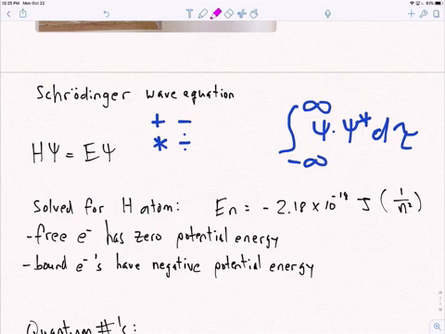And the complex conjugate, so what is that? If you've ever heard this, you have real numbers. Then a complex number is a combination of real and imaginary. Imaginary is just something times i. i is the square root of negative 1. So if you have 3 plus 2i, the complex conjugate is 3 minus 2i.